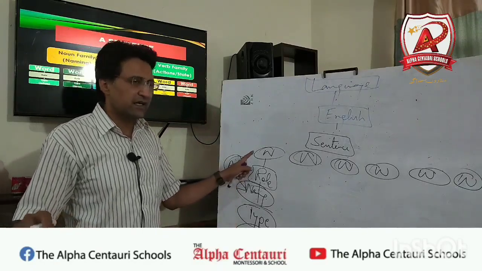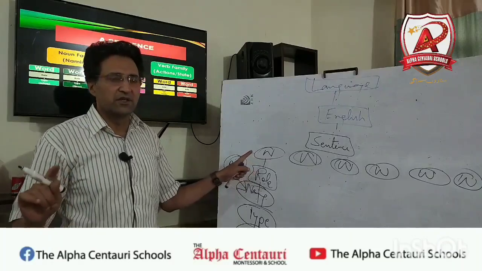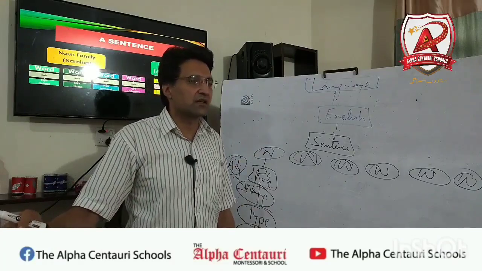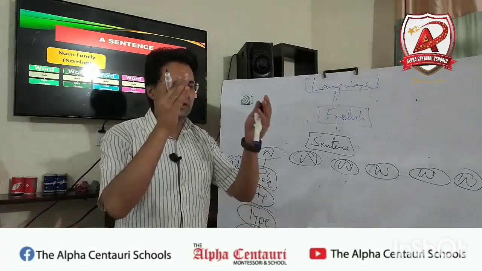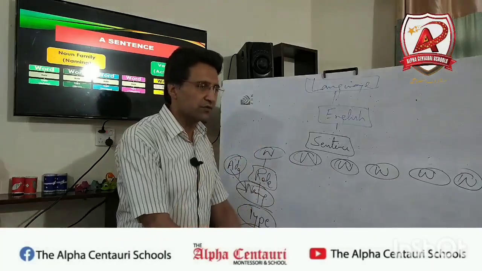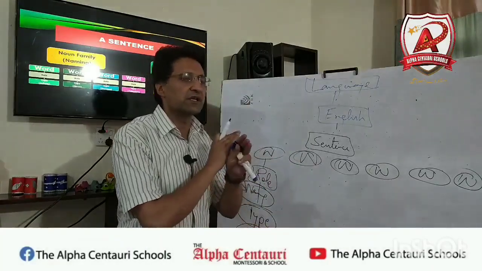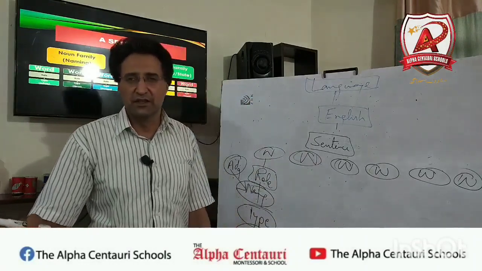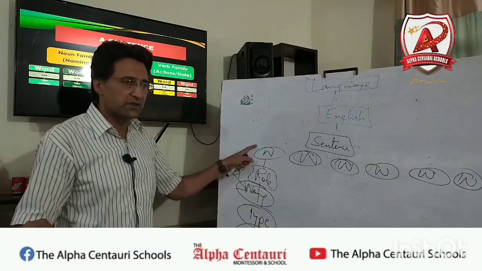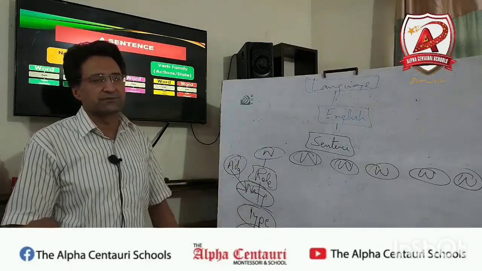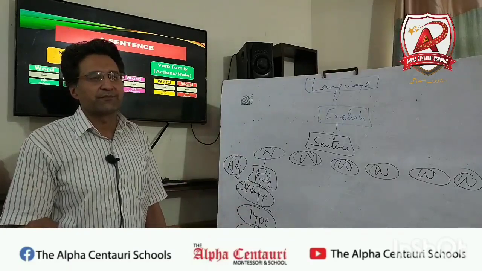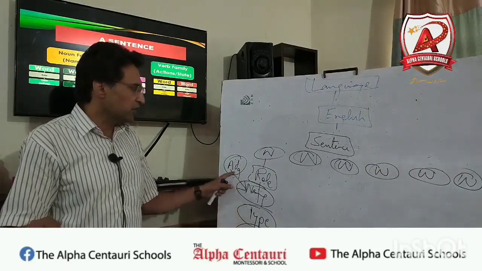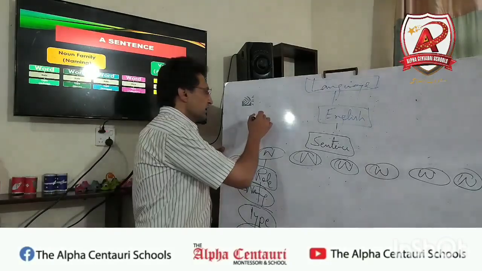So at first, clarify this concept. Whatever we had been cramming, whatever we had been going for in rote learning, that these words are nouns, these words are pronouns, these words are adjectives, this is absolutely wrong. Clear? No word is there with certain fixity. Always the role of that word defines its type. Am I clear, ji?